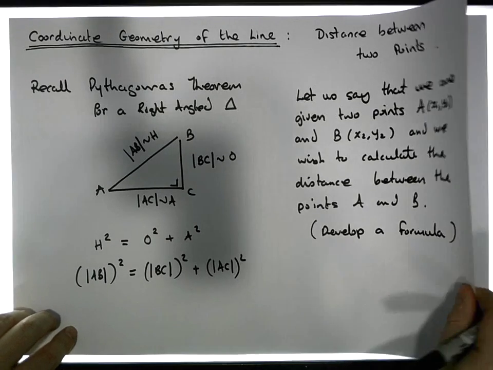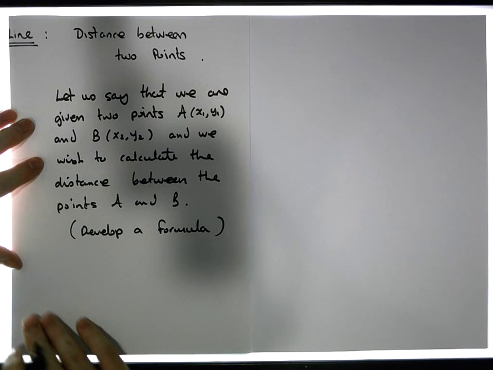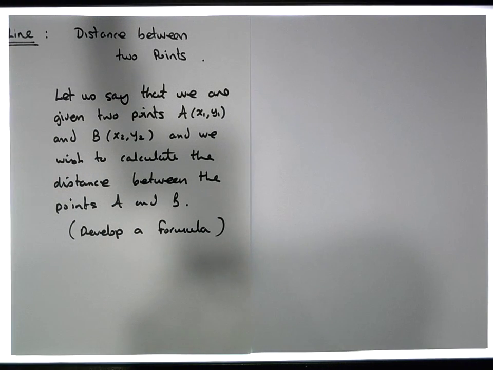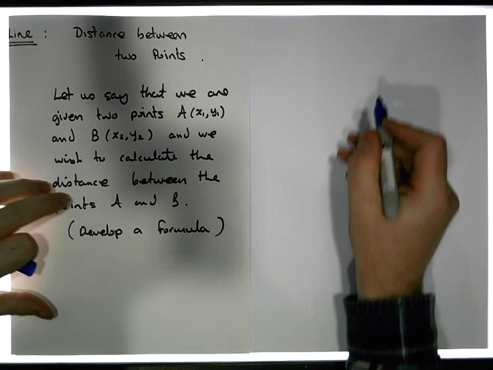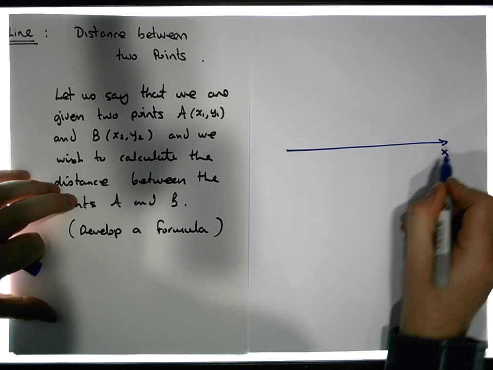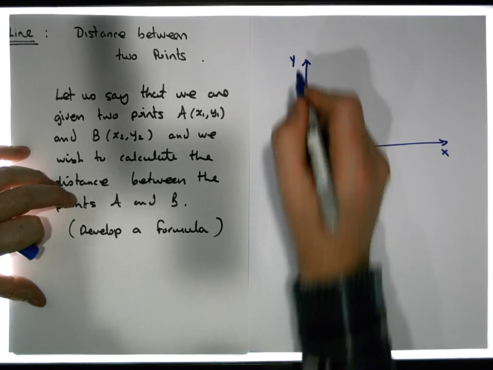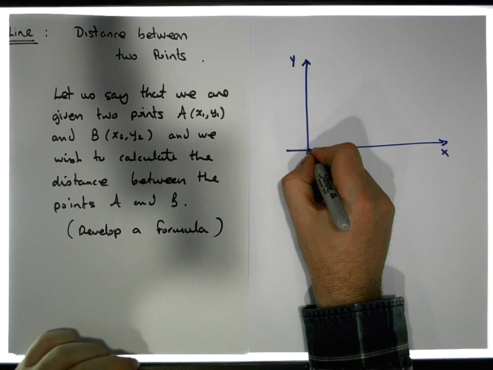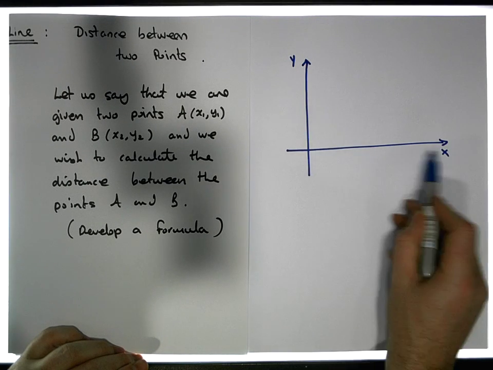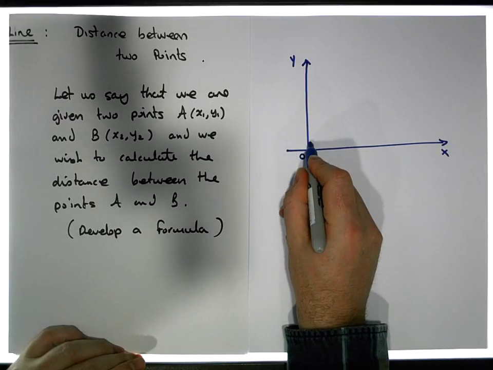So let's take the points A and B and plot them in the Cartesian coordinate system. Let's say we have an x-axis along here, and some other axis along here, which is our y-axis. The point where the x-axis and the y-axis intersect is the origin, and these are perpendicular to each other.